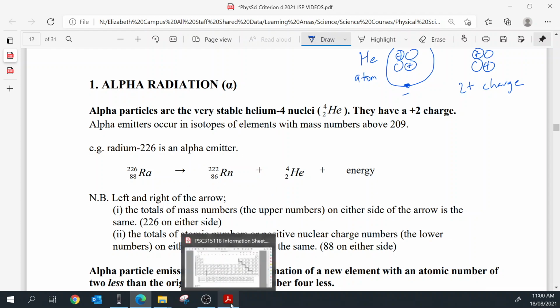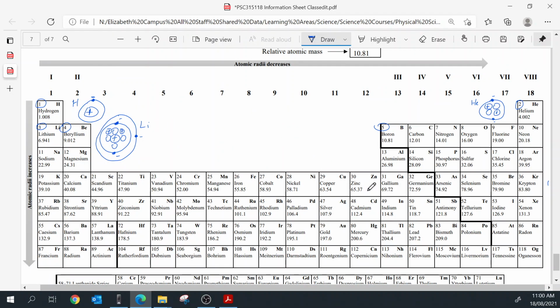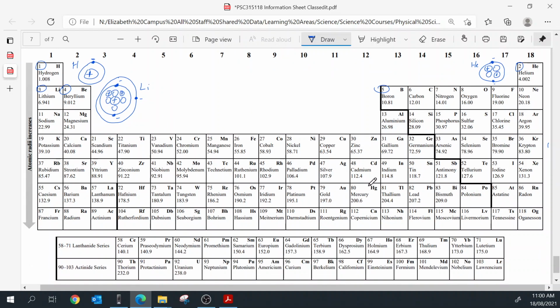So if you know that something's an alpha emitter, let's go to our periodic table. So where is that one? What are we looking for? It's taking me a while. This is embarrassing. Why am I looking for so long? There's radon. Radium. I don't know why that took me so long. I forgot what number it is.